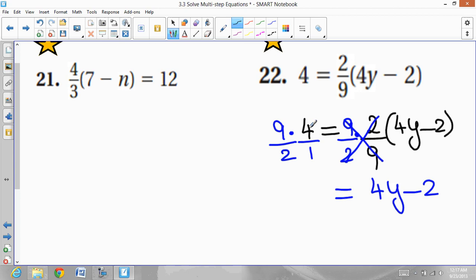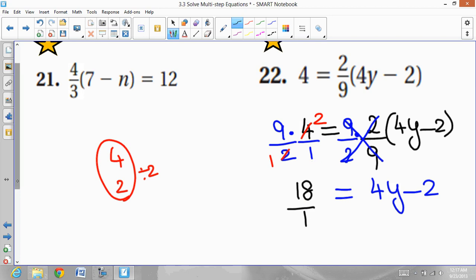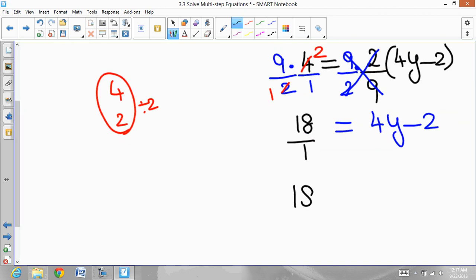Now, if you look at the numerator 4 and the denominator 2, I am focused on the left side, because on the right side, this is all I have so far. The 4 on the top and the 2 on the bottom both look friendly enough. 4 and 2 can both be divided by 2. 4 divided by 2 gives you a 2, and 2 divided by 2 gives you a 1. So you have 9 times 2 to give you 18, and 1 times 1 gives you a 1, and 18 divided by 1 is still 18. So 18 equals 4y minus 2.